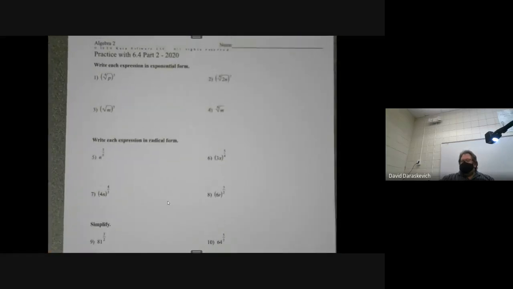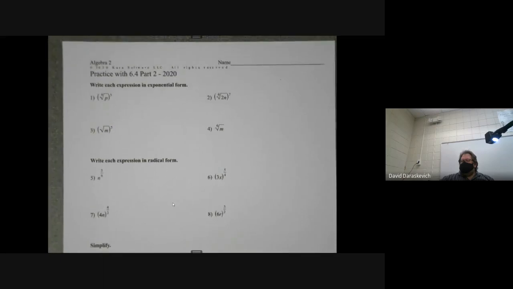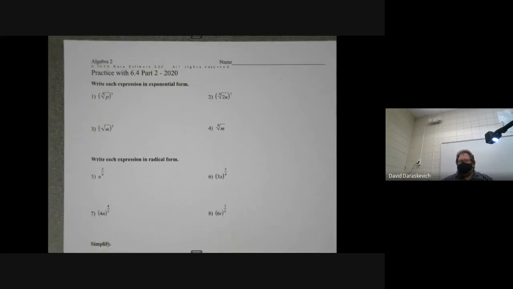You are more than welcome to leave if you know this like the back of your hand. But this, usually, students have a little tough time with this.